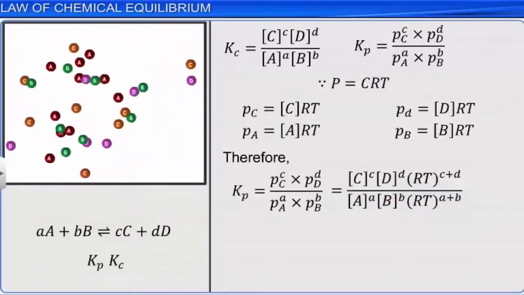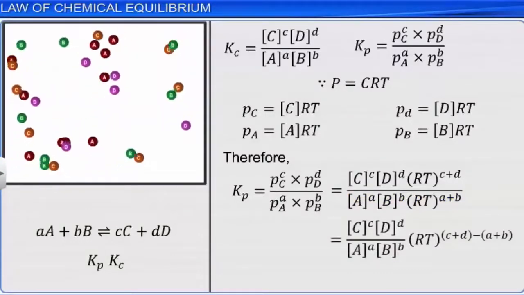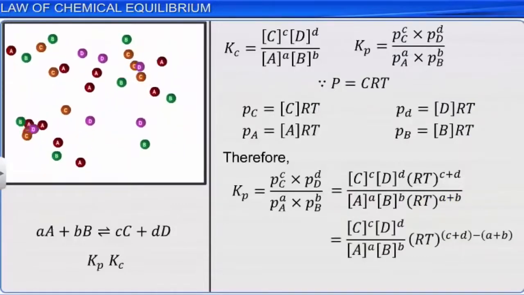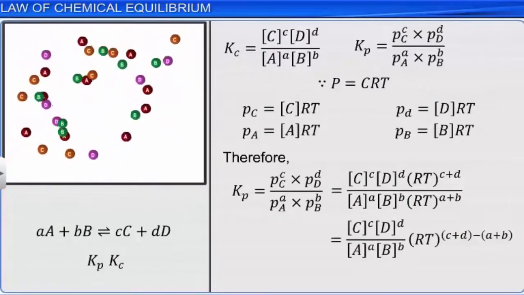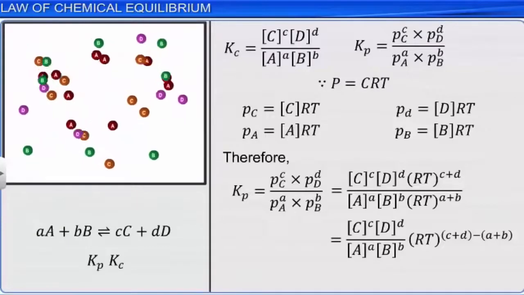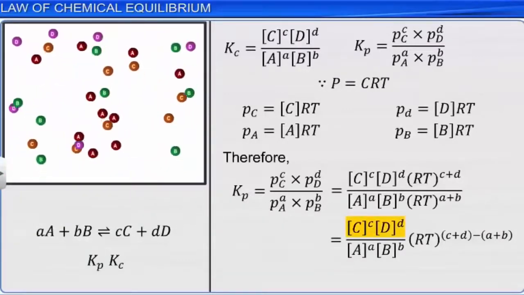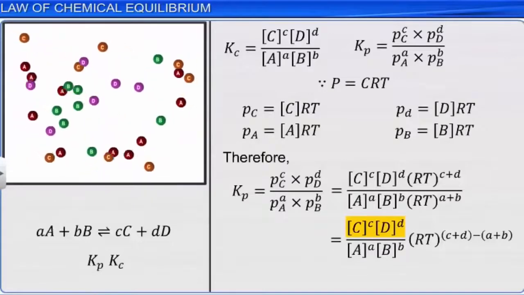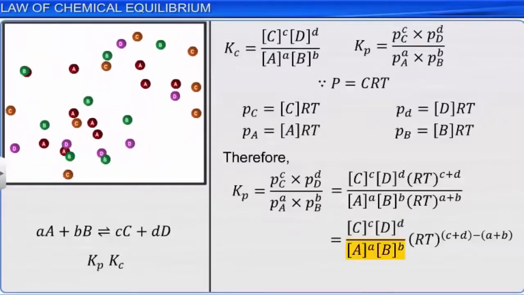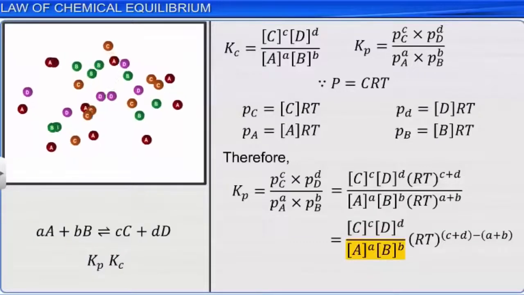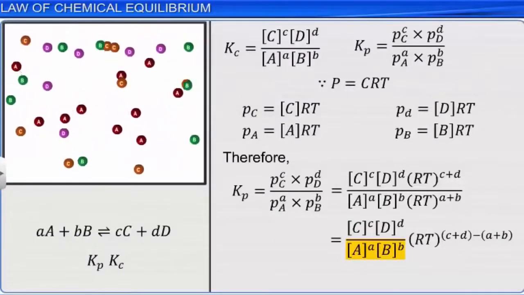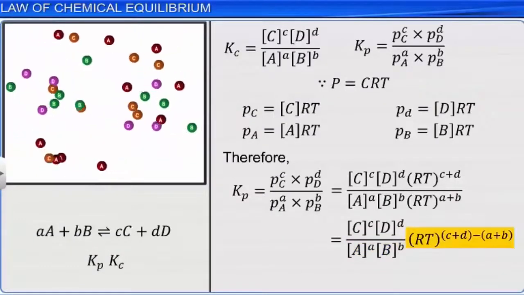This can be written as the product of the concentration of the products, C raised to the power of c and D raised to the power of d, divided by the product of the concentration of A raised to the power of a and B raised to the power of b, multiplied by the product of R and T raised to the power of the sum of c and d minus the sum of a and b.